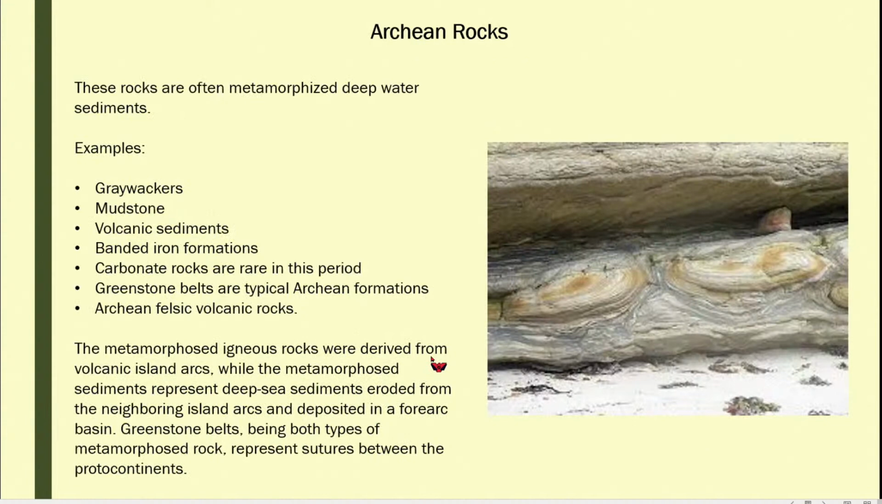So the metamorphosed igneous rocks were derived from the volcanic island arcs, while the metamorphosed sediments represent deep sea sediments eroded from the neighboring island arcs and deposited in the forearc basin. Greenstone belts, being both types of rock, represent structures between the proto-continents.